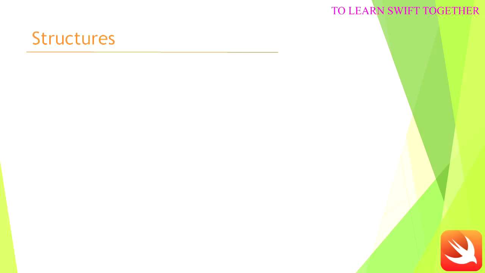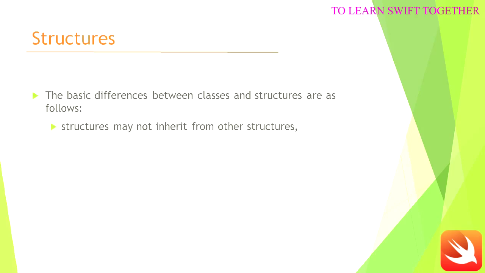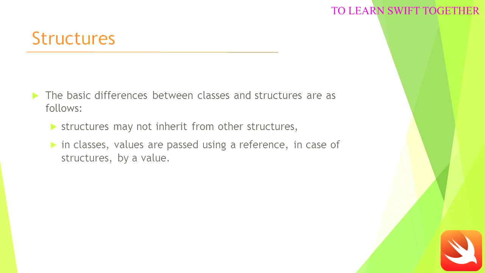At first glance, structures look very much like classes. However, there are 2 fundamental differences between classes and structures. First of all, structures must not inherit from other structures. The second difference concerns passing values. In classes, values are passed via references, pointers. In the case of structures, values are passed by a value. Their copy is created.